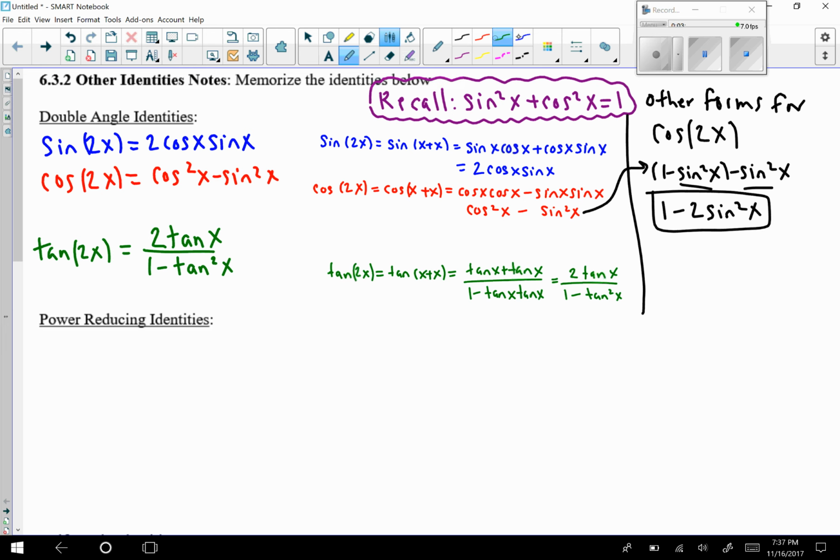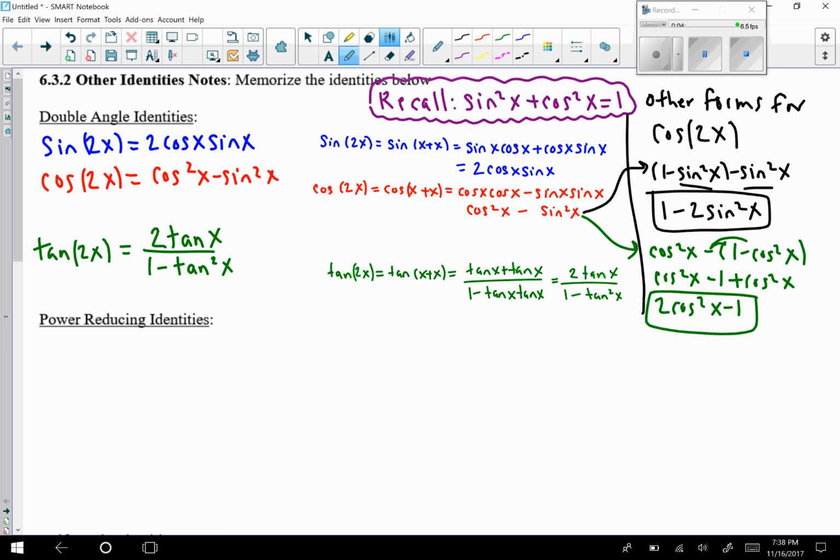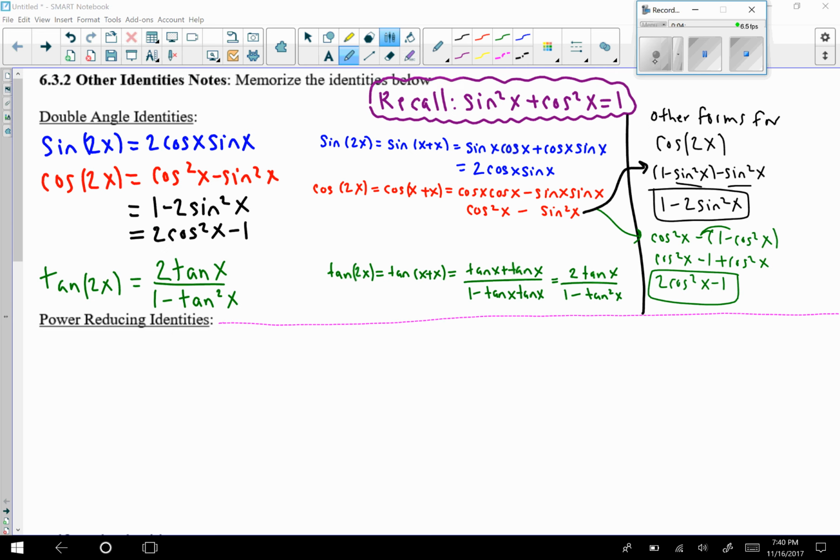And then we could also do this and replace sine squared x with 1 minus cosine squared x. So we get cosine squared x minus 1 minus cosine squared x by the Pythagorean identities. Distribute that negative there and you get cosine squared x minus 1 plus cosine squared x. So now you have 2 cosine squared x minus 1. And so these other forms for cosine are also used quite often, so that's why it's good to know them. But like I said, even if you don't, it's easy to derive them using your Pythagorean identities. And I've added them to my cosine double angle over here, so you guys can add those as well.